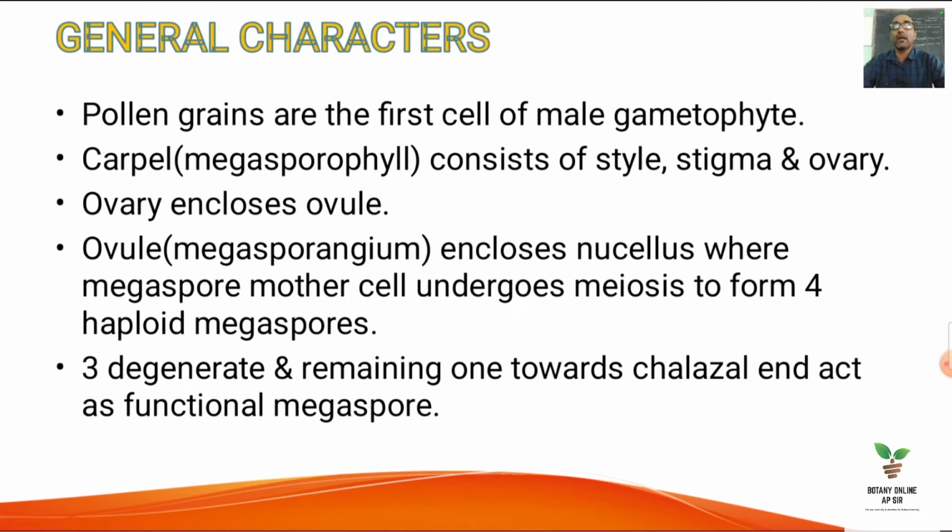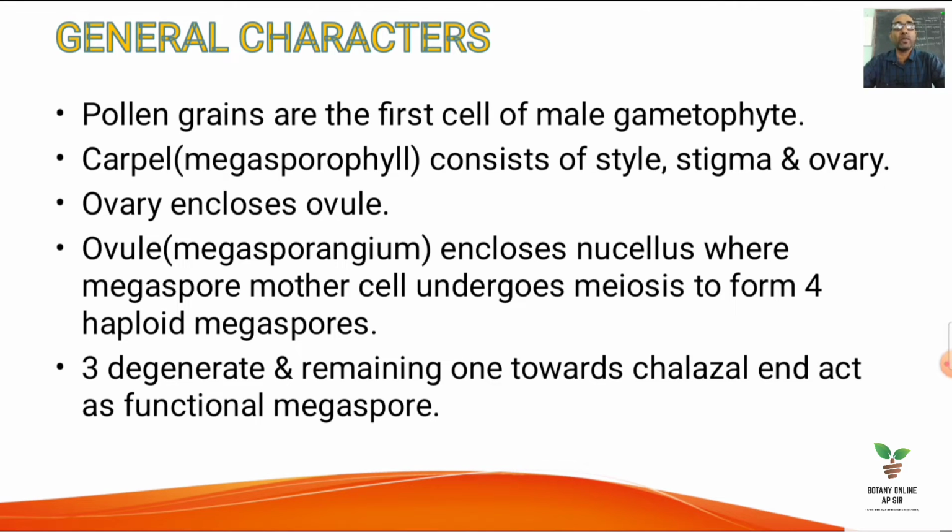Got it? Now the carpel, which is otherwise known as megasporophyll, consists of style, stigma and ovary, and the ovary encloses the ovule, that I have already discussed. Now this ovule, which we previously called in the gymnosperms the megasporangium, isn't it? So the ovule, otherwise known as megasporangium, encloses a nucellus, a parenchymatous tissue, and inside the nucellus there is a megaspore mother cell.